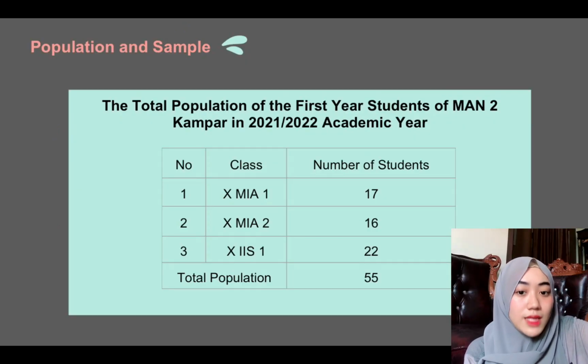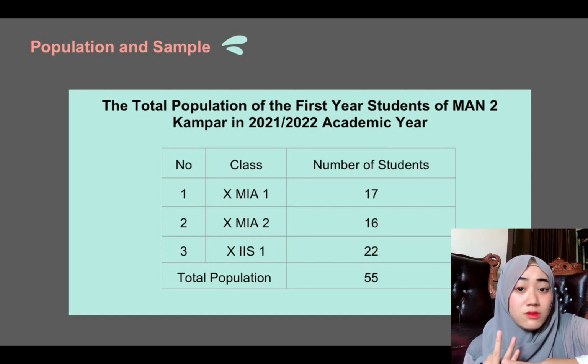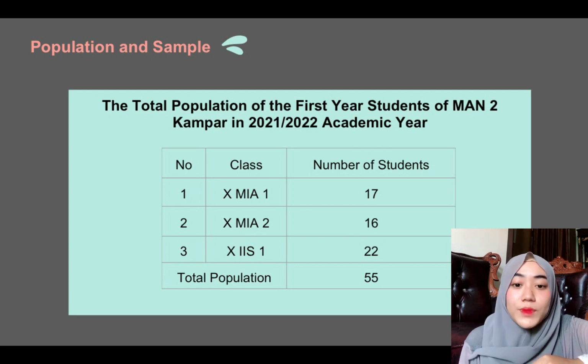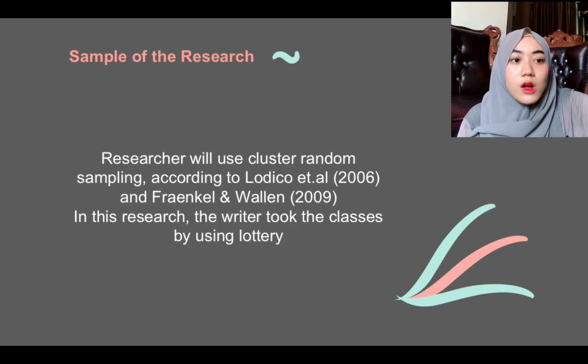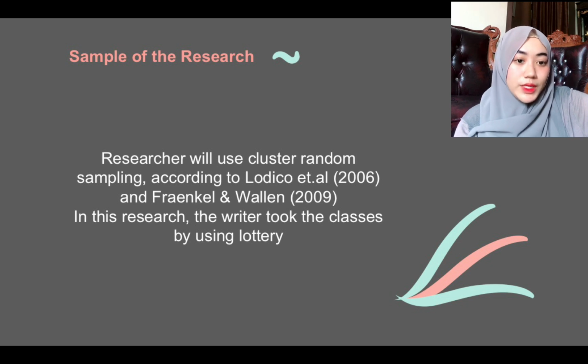Next, we go to the population and sample. The total population at that school in the 10th grade is three classes. The first one is Science 1, which has 17 students, Science 2 has 16 students, and Social 1 has 22 students. So the total population is 55 students. For the sample of the research, the researcher will use cluster random sampling. According to Leedy et al. in 2006, cluster random sampling is the process of selecting classes randomly, and it's not allowed to take a class individually. In this research, the writer took the class by using a lottery.